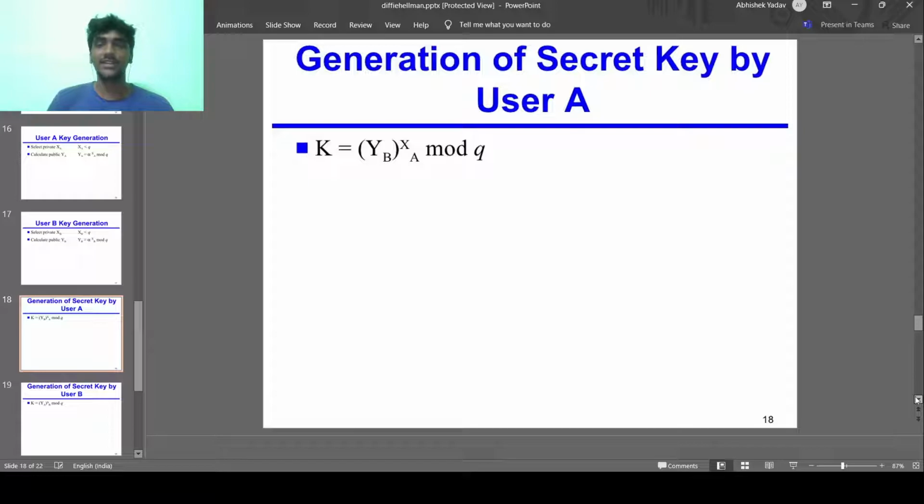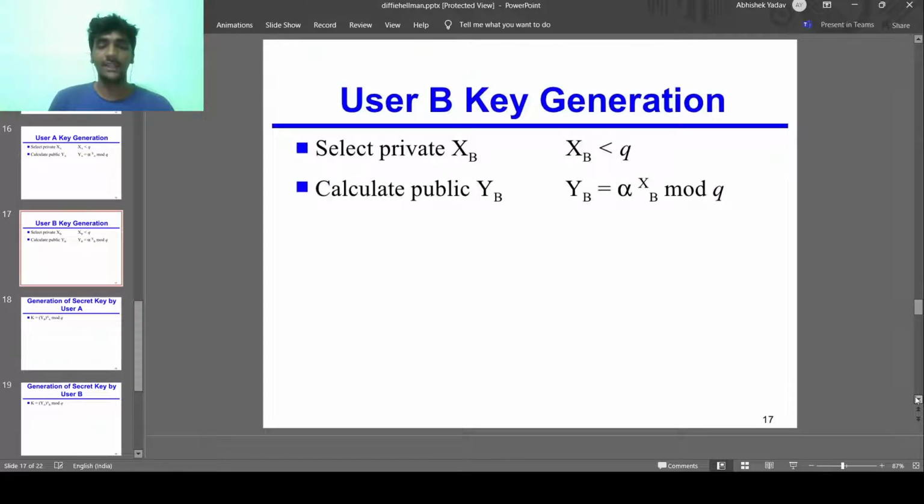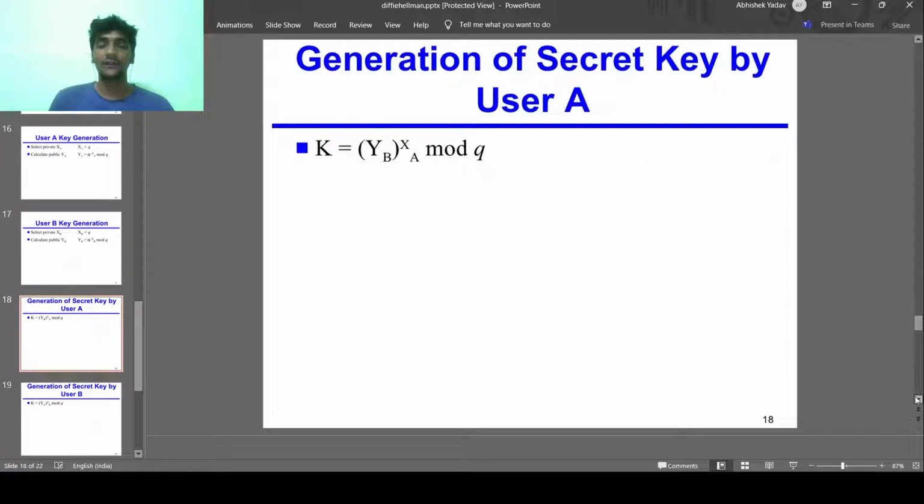Now, generation of the secret key by user A. This is the formula: K is equal to YB, the public key of user B, raised to the power XA mod Q. So this is the secret key for user A, which is generated using the public key of B.